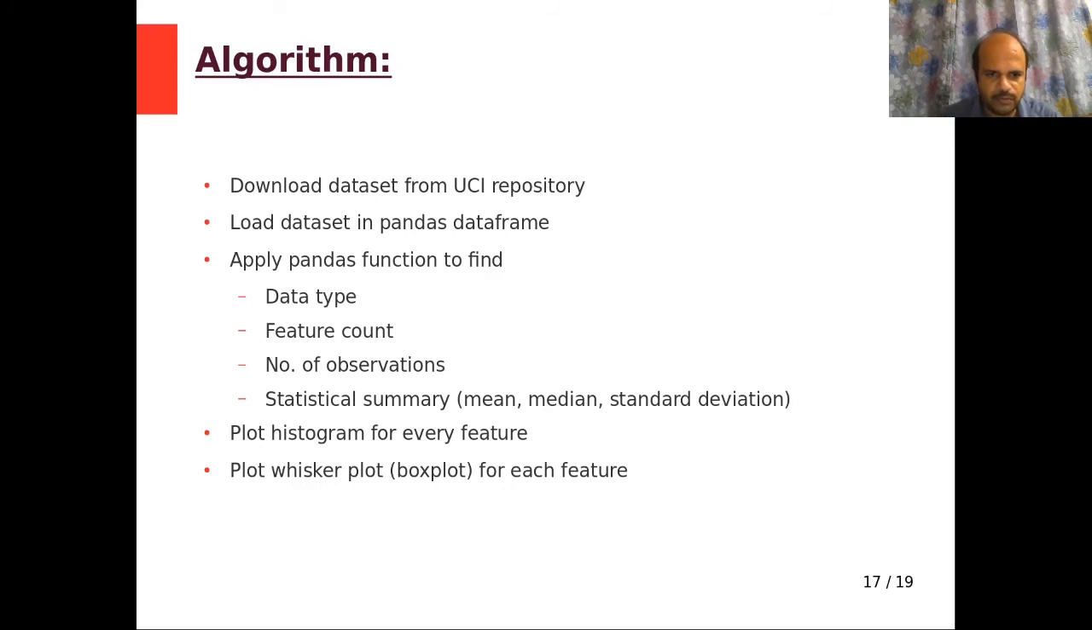Also, we have to display the statistical summary. The summary includes mean, median, standard deviation, etc. Then plot the histogram for every feature of our dataset, and plot the whisker plot for each feature, and we can find it cumulatively also.